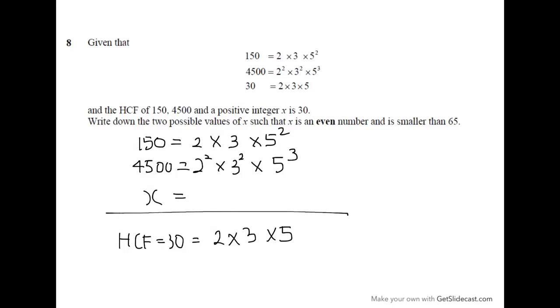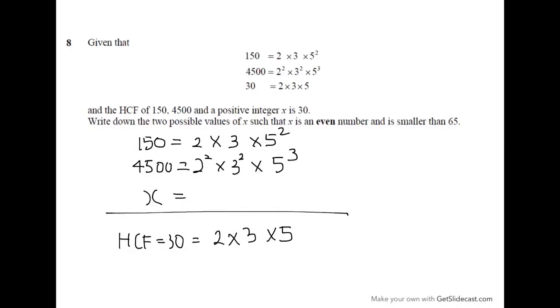Chapter 1 Class Quiz question number 8. Now, given that you have the following numbers as a product of their prime factors, the highest common factor of 150, 4,500, and the number x is 30. Now, let's take a look at the prime factors.